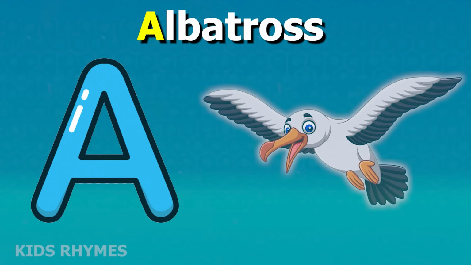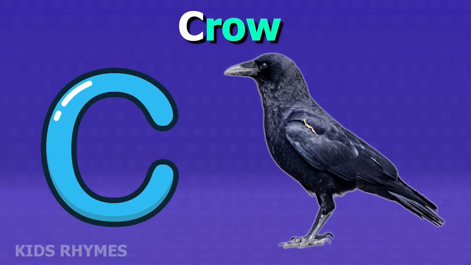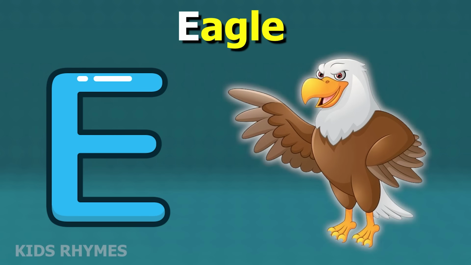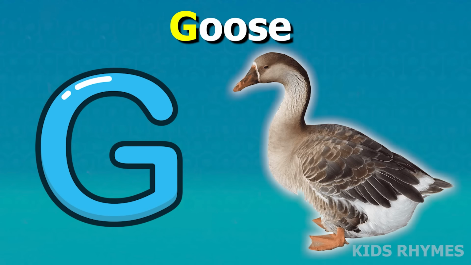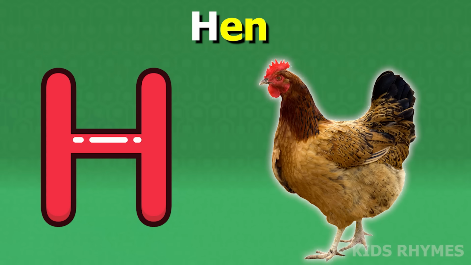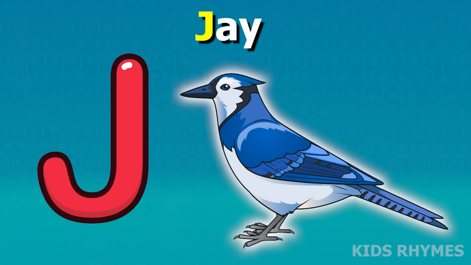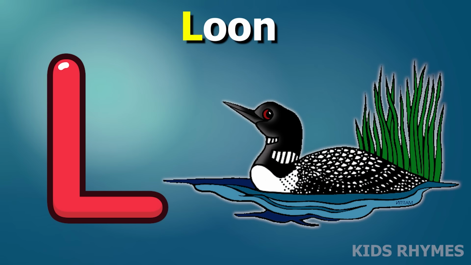A for albatross, B for blue jay, C for crow, D for dove, E for eagle, F for flamingo, G for goose, H for hen, I for eagle, J for jay, K for kingfisher, L for loon.